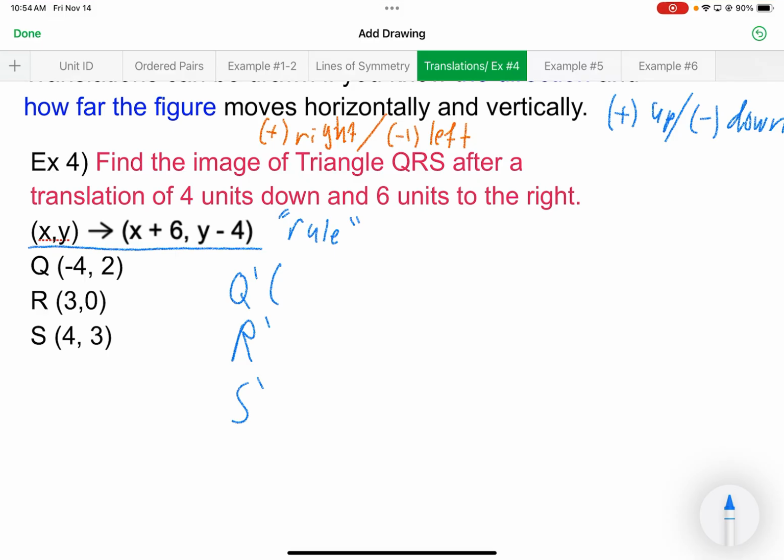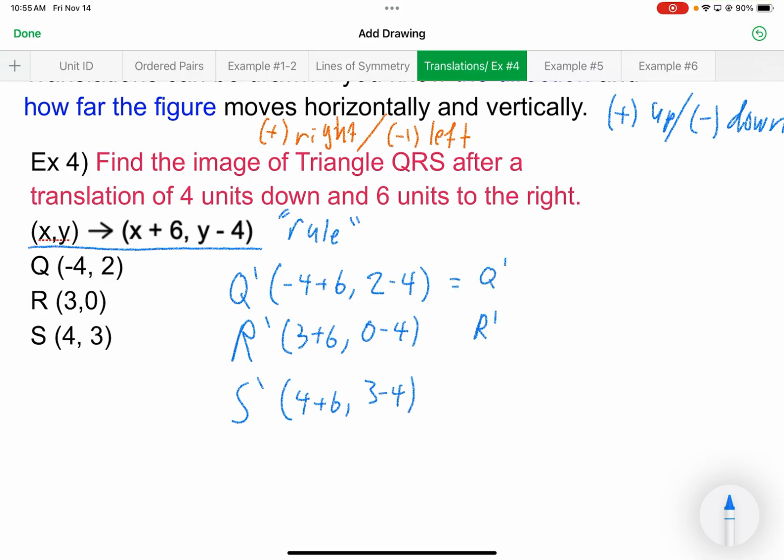Okay? So I want to add 6 to all my x coordinates. So Q prime would be -4 plus 6. And then my y value, I need to subtract 4. So I'm going to do 2 minus 4. R prime would be 3 plus 6, 0 minus 4. And then S prime would be 4 plus 6, and then 3 minus 4.